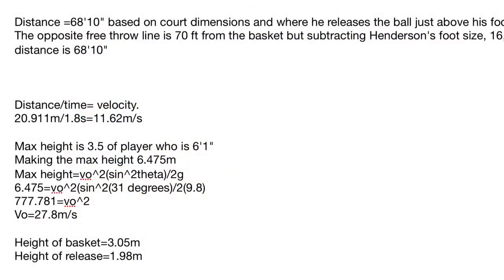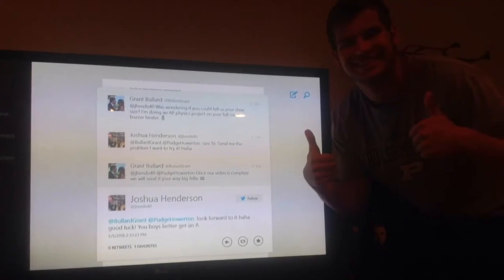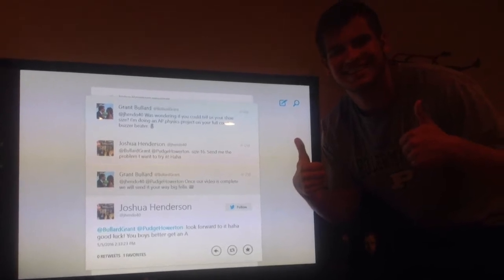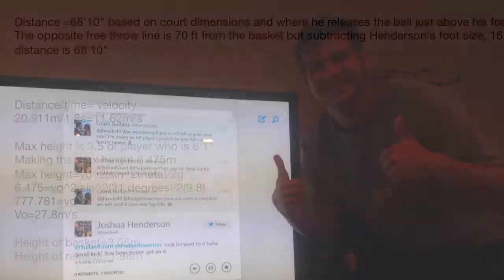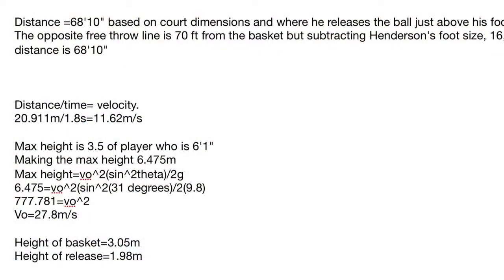Next, we were able to find the distance based on the court dimensions and where he releases the ball to determine the overall shot distance. The opposite free throw line is about 70 feet from the basket, and we also subtracted Josh Henderson's shoe size, which he wears a size 16 based on the tweet we tweeted at him. We subtracted this and we got an overall distance of 68 feet 10 inches.